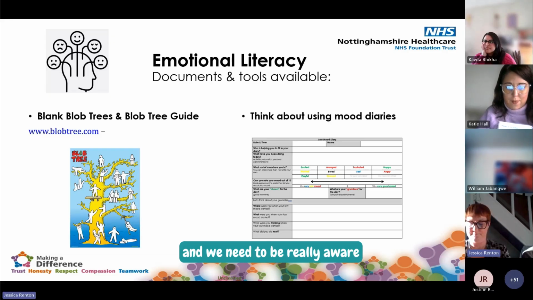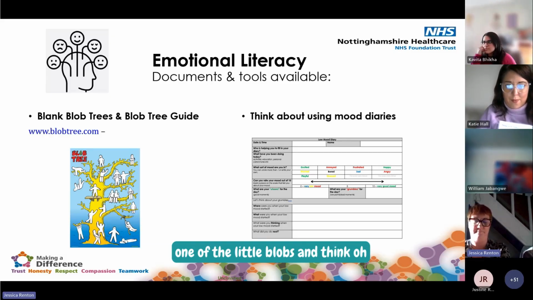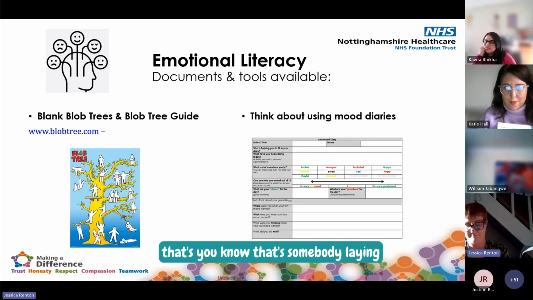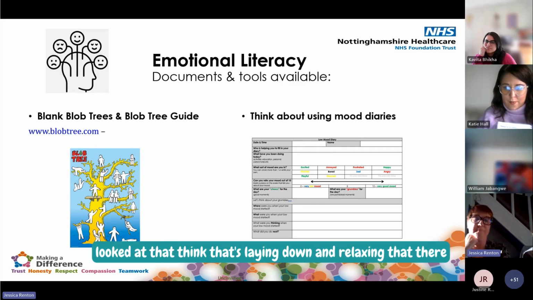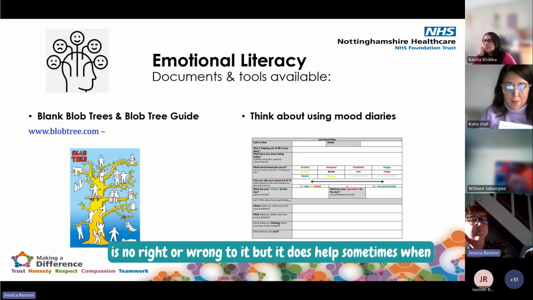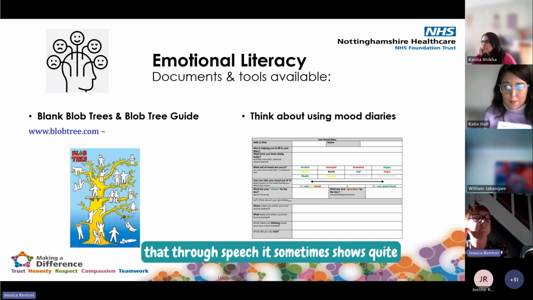And we need to be really aware that how we perceive it and how somebody else perceives it is very different. We could look at one of the little blobs and think, oh, that's somebody laying down looking depressed. But somebody else might look at that and think that's someone laying down and relaxing. There is no right or wrong to it, but it does help sometimes when people can't explain through speech.